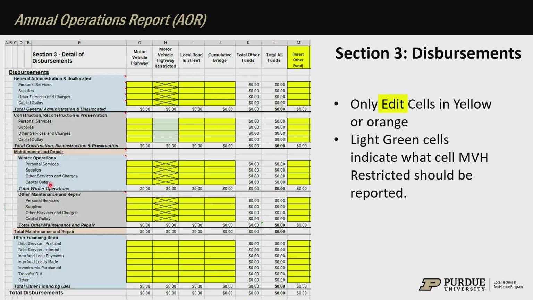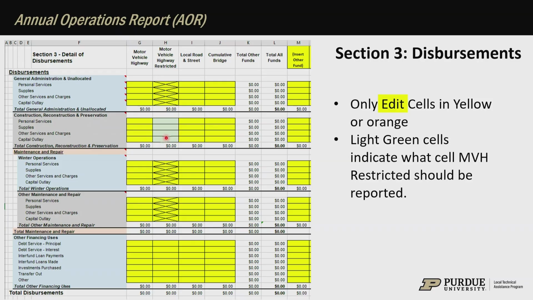And in each of these categories, there's personal services, supplies, other services and charges, and capital outlay. So you'll see those repeated in the general administration, the construction, reconstruction, preservation, and maintenance and repair sections as well. And there are more definitions and descriptions on what you can include in these other subcategories in the instructions tab.